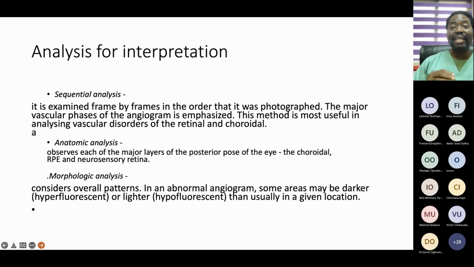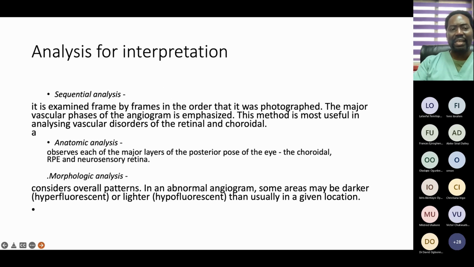So when we are doing an analysis of a fluorescein angiography, there are three things that are important that we need to look at. We need to look at the frames of the images in a sequential way, we need to analyze it anatomically, and we need to analyze it morphologically. If you are looking at it in a sequential way, you are using time, and you are seeing when it goes into this flow, when it gets from the retina to the choroid.